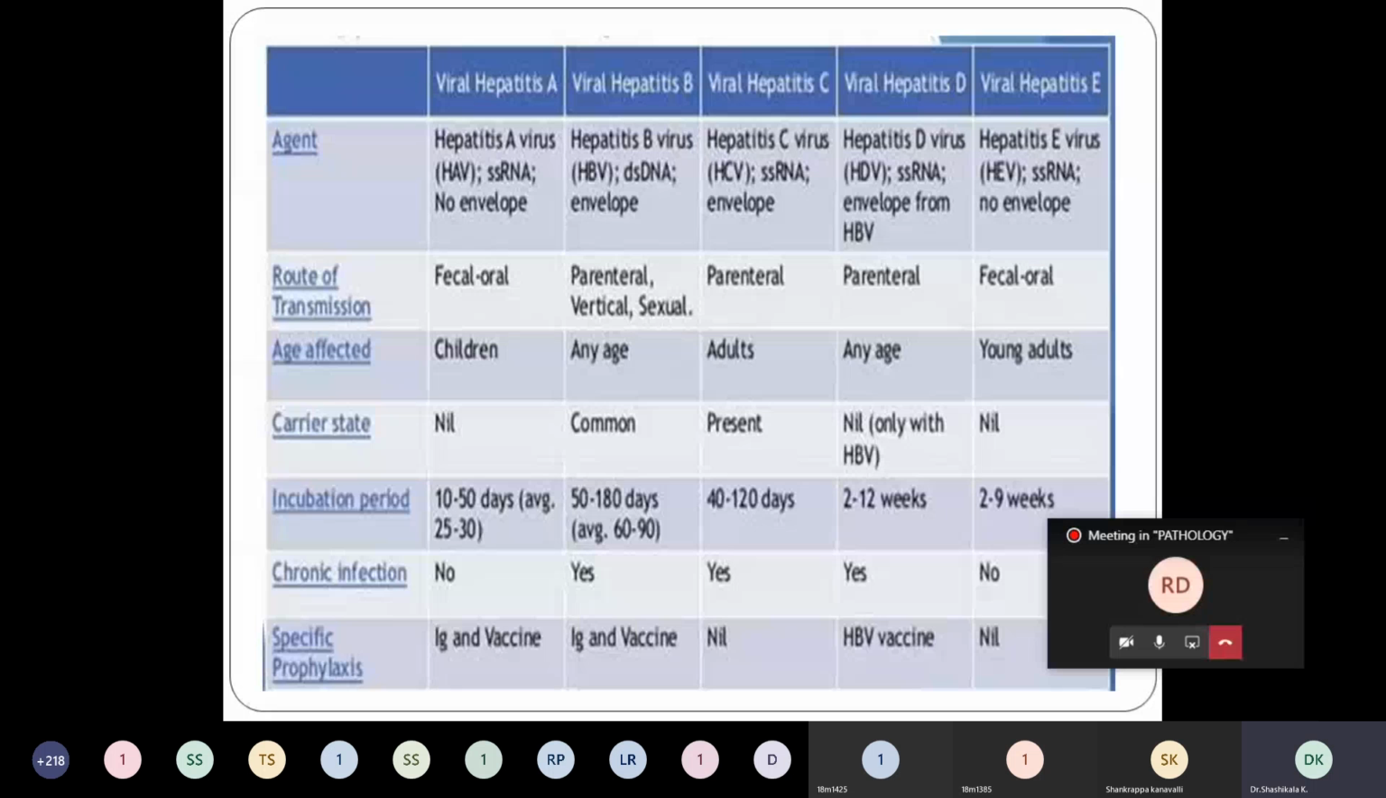This is just to revise all the types of viruses: what is the structure of the virus, which I already explained, the route of transmission, what age group is affected, whether there is a carrier state or not, then the incubation period of each virus, and then chronic infection, that is whether it progresses to chronic hepatitis, and what specific prophylaxis is given.